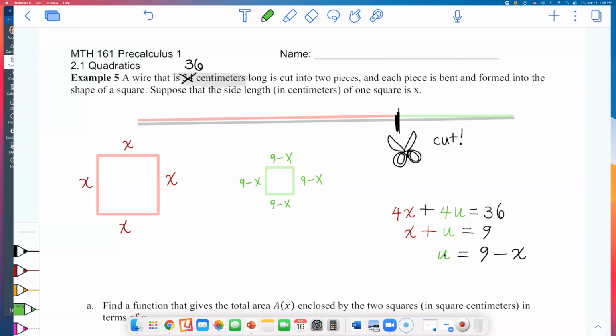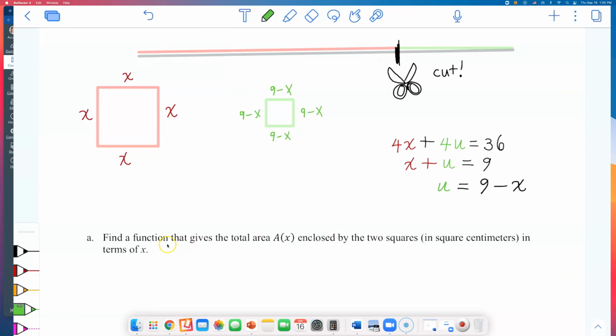All right, what about them? It says A, find a function that gives the total area, not just the area of the red one, not just the area of the green one, but total, which means both of them together. So let's find the area of the red one. Area of the red one is x squared, isn't it? Because length times width is x times x. And the area formula for a square is just sides squared.